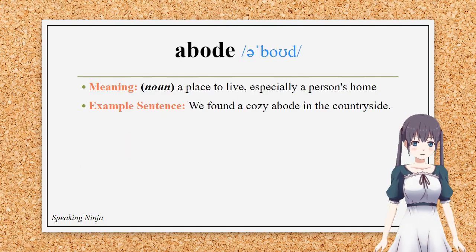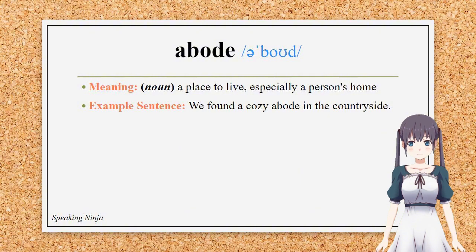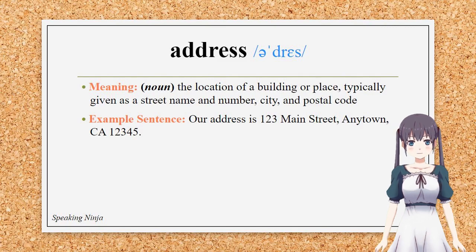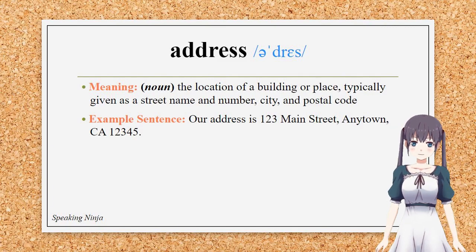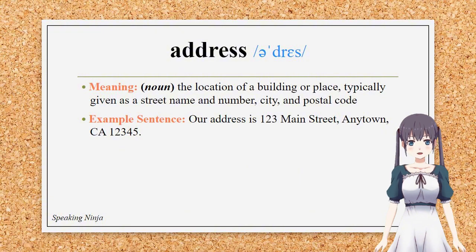First up, we have abode, a word for the place you call home, your sanctuary. Whether it's a cozy cottage or a grand mansion, an abode is where you lay your head and create memories. Next, let's talk about address, the unique identifier for your home. It's like a map that guides people to your doorstep, a combination of street name, number, city, and postal code.